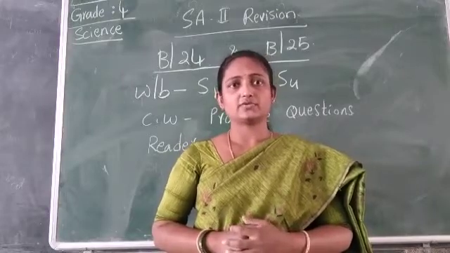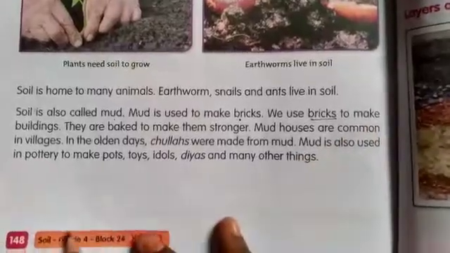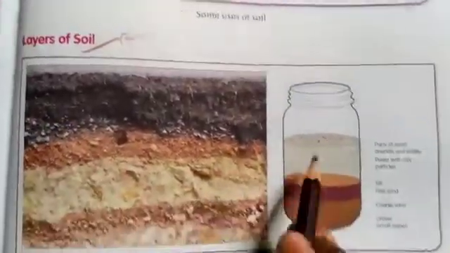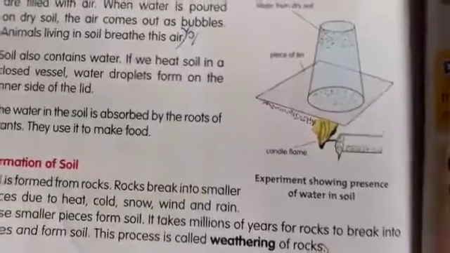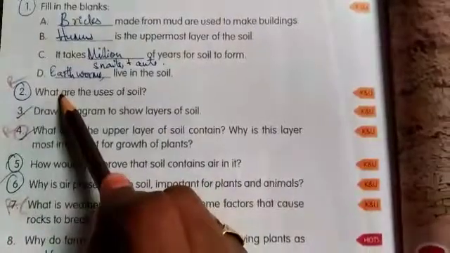Now let us revise the important questions from reader and workbook. Open your reader, page number 148, children. Block 24 soil. We have learned uses of soil, layers of soil. Even you have to practice the figure and labeling part, different parts. Water and air in the soil, formation of soil. Learn all the concepts thoroughly. And from these practice questions, learn all the answers. But write second one and fourth one.